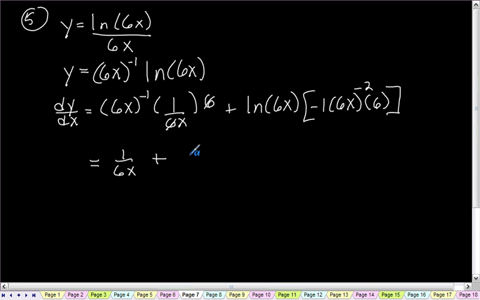Plus, if I multiply all the way across, I'm actually going to put a negative in the front. This minus gets multiplied through, so it's a minus ln of 6x times 6 over 6 x to the second power.